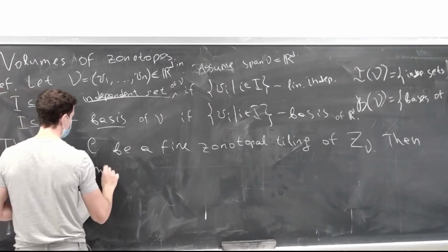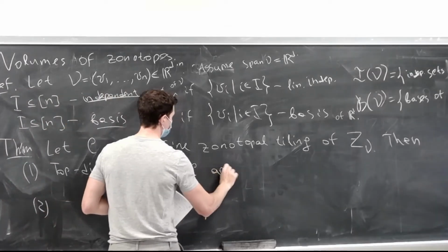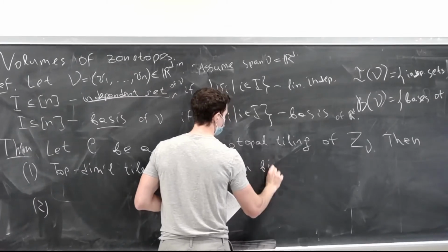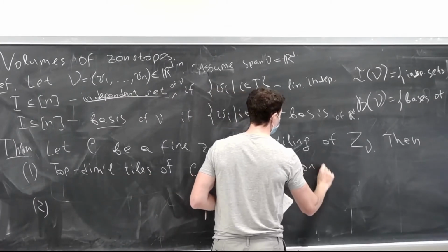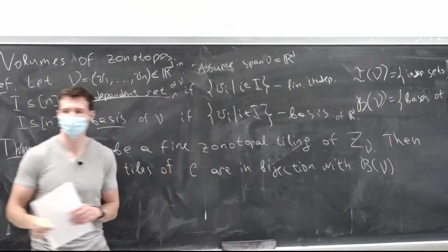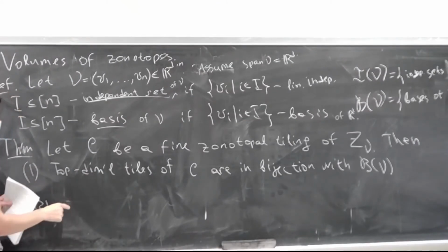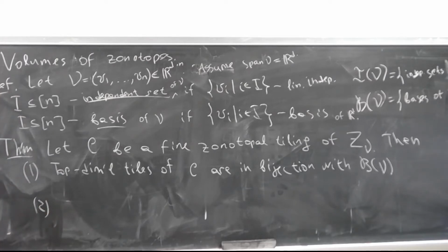Okay, so the first claim is that the top dimensional tiles of C are in bijection with the set of bases of V. This is one claim, and another claim is going to be about independent sets. What is something that is in bijection with independent sets? Tiles? No. Well, I mean, not all tiles.